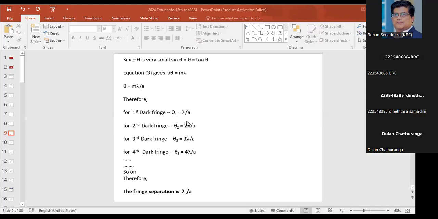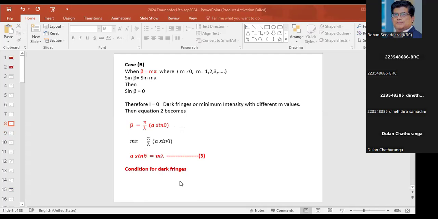Therefore, the fringe separation. Fringe separation is the difference in the theta values between second and first, third and second, neighbors. You have to consider the neighbor fringes now to get the fringe separation. So if you subtract the second from the first, 2 lambda over a minus lambda over a, that means lambda over a. If you consider the fourth and third, then 4 lambda over a minus 3 lambda over a, that is again lambda by a. So everywhere you can see the fringe separation is lambda by a. So easily you can show that if you want. So now you can see the fringe separation is lambda by a. And for a dark fringe, you have the equation a sine theta is equal to m lambda.